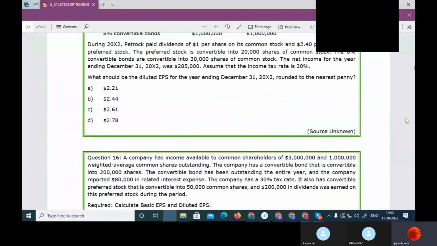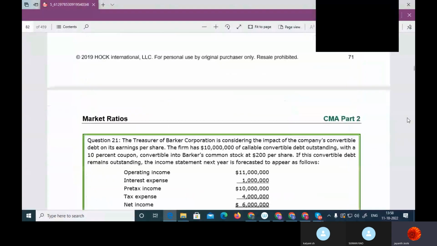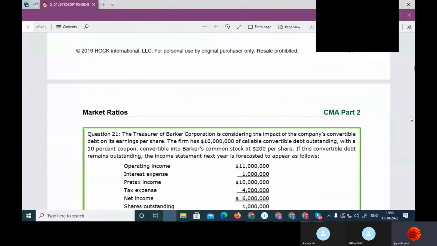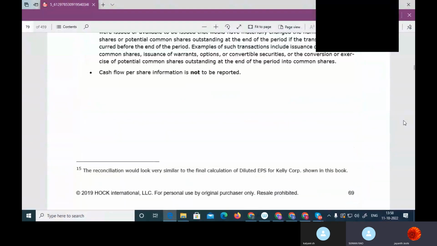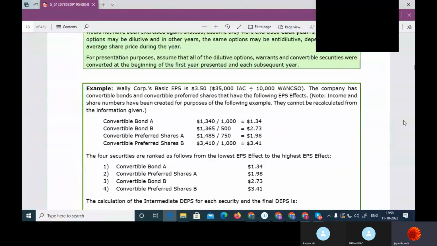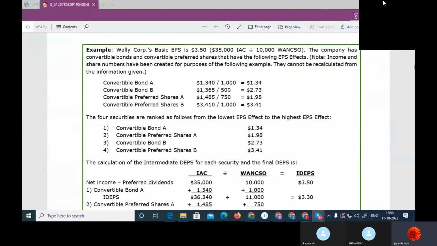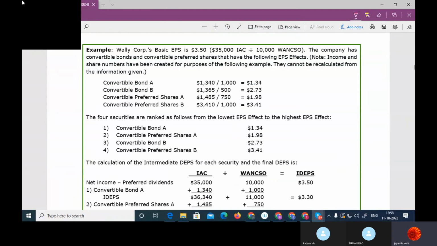There are many questions regarding diluted EPS which I will be giving you to solve today. So first, you can go to this Valley Corporation question and just understand this one. Shall I explain this, or will you try? We can do it step by step. First step is to find the basic EPS, which they have done. The basic EPS is 3.50.